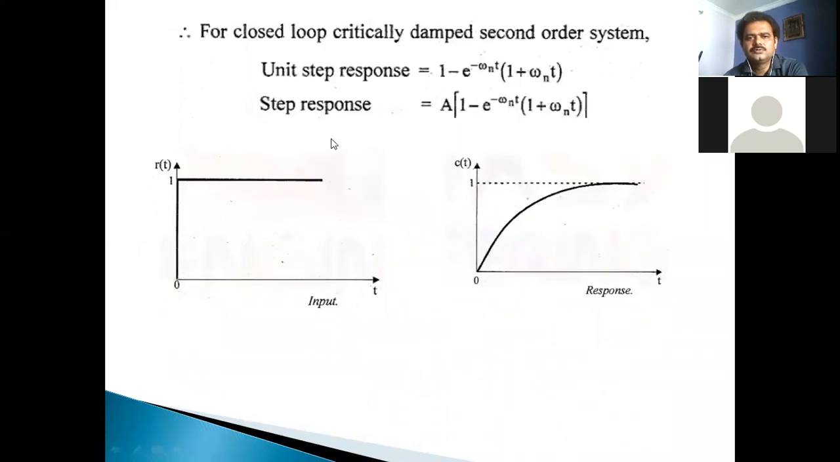The response for the system in the critically damped case reaches the final value without any oscillations. Starting from 0, it is an exponentially rising function, so it reaches the unit value, without any oscillations.